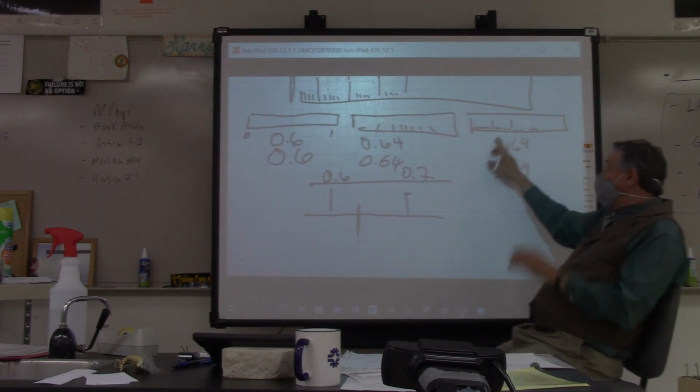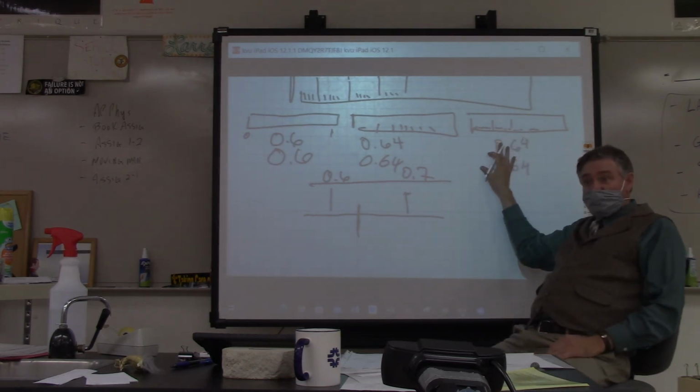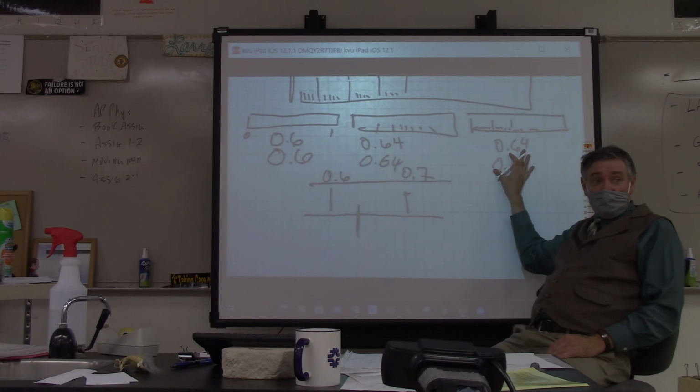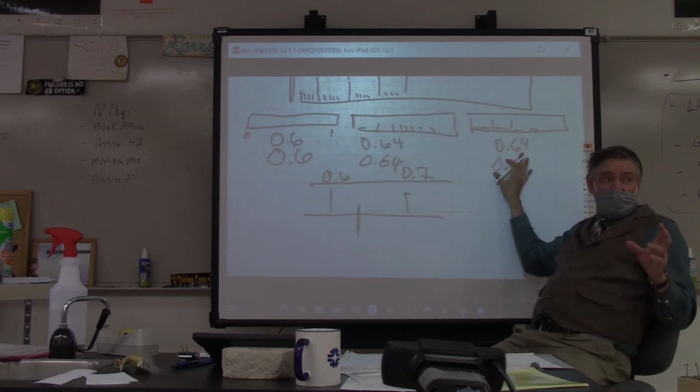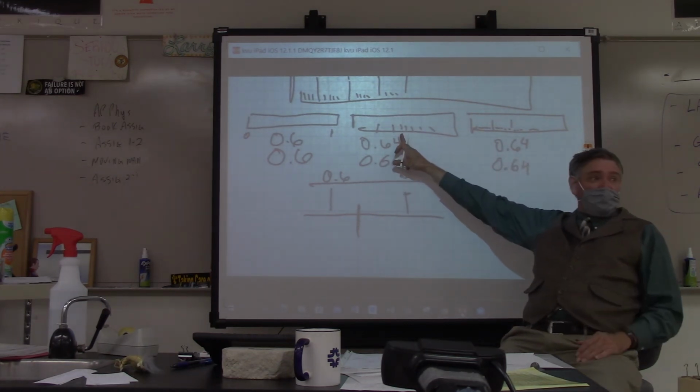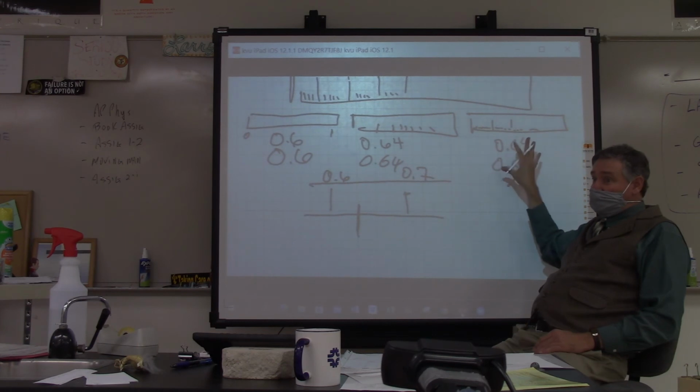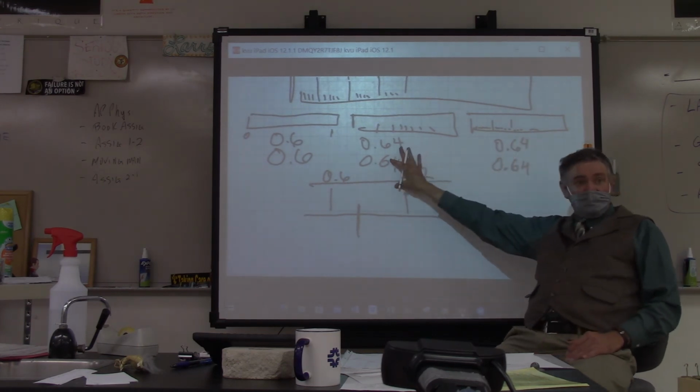Now, if all I see is this set of measurements, what do I think happened? Which measuring device do I think they had? I think they had this one, because this looks like the exact same measurements as these do.